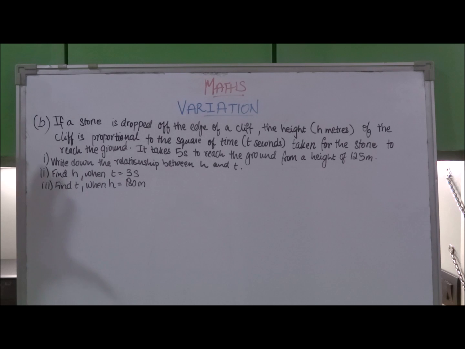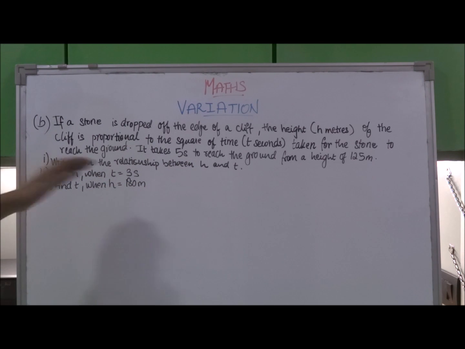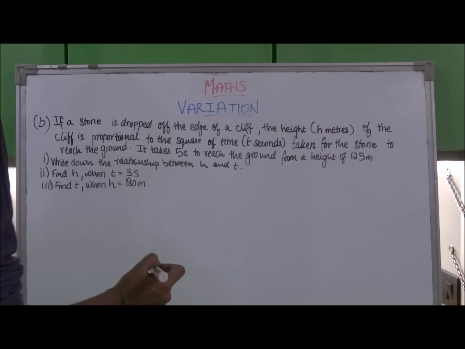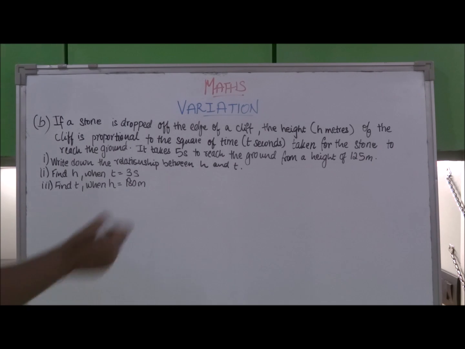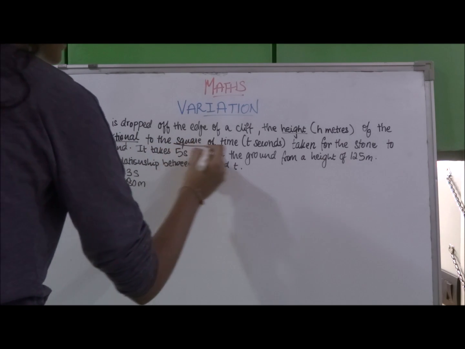So first we need to write down the relationship between h and t. Then we need to find h when t is 3 seconds and t when h is 180 meters. So the very first important thing is we need to know what is proportional to what. So the height is proportional to the square of the time.